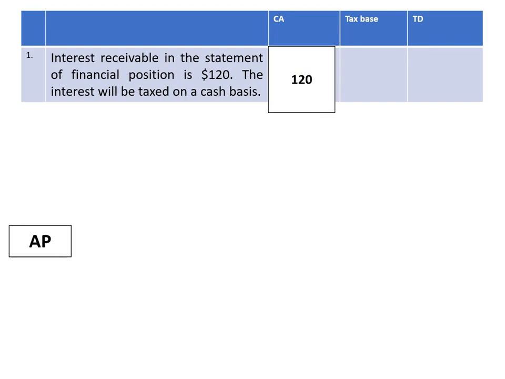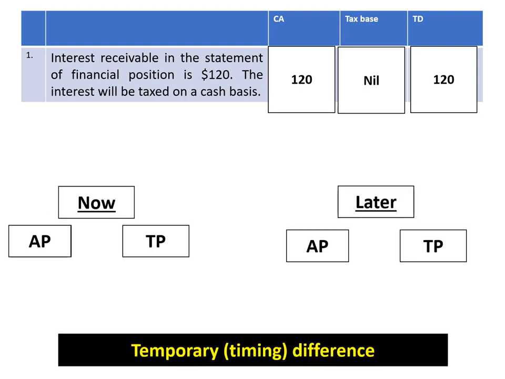Now, what is the definition of the tax base of an asset? Remember what we looked at earlier. The tax base of an asset is the amount that will be taxable in future periods when we recover the asset. In this case, the interest will be taxed on a cash basis, and therefore we are saying our tax base is 0, because of the 120, that is only going to be taxed when it's actually received. So for tax purposes, the taxman is saying there's no amount in there that is currently taxable, and therefore our tax base is 0.